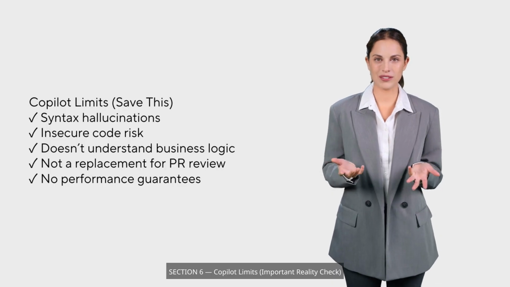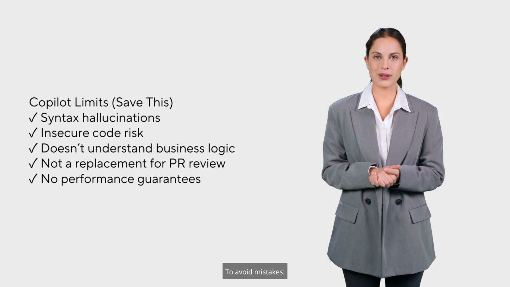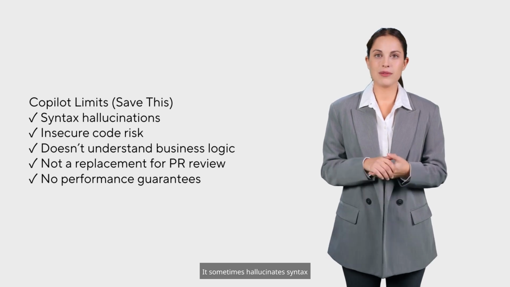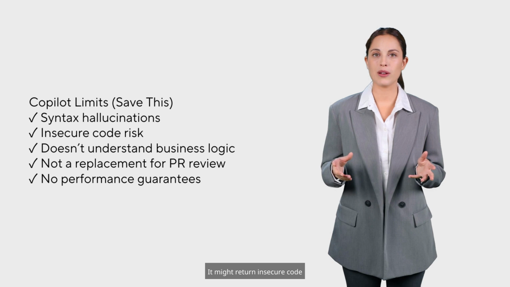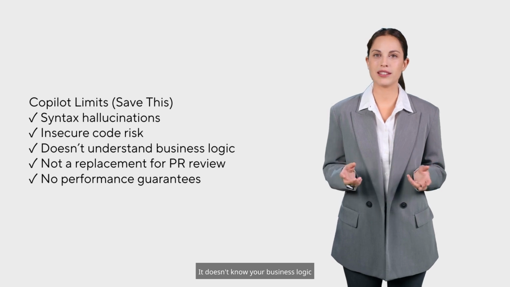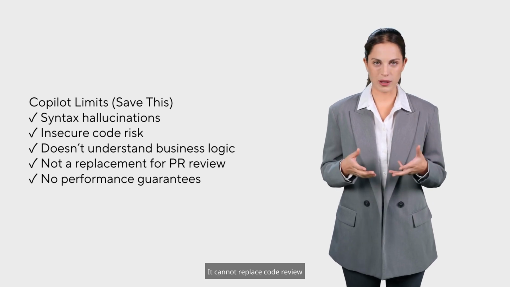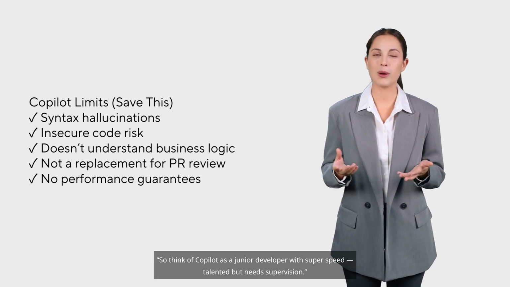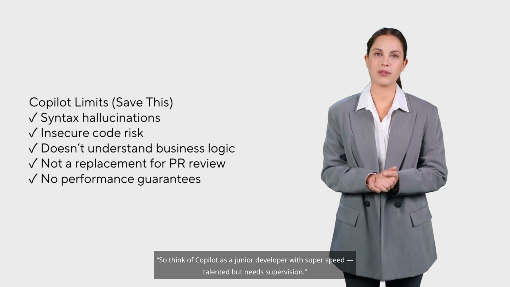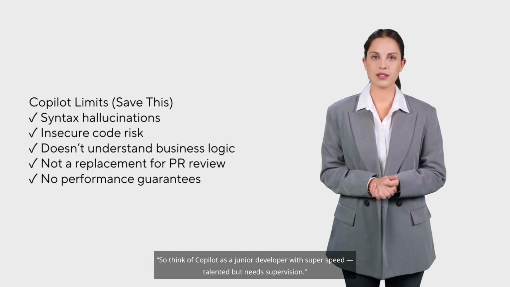Section 6. Copilot limits. Important reality check, to avoid mistakes. It sometimes hallucinates syntax. It might return insecure code. It doesn't know your business logic. It cannot replace code review. It cannot guarantee performance. So think of Copilot as a junior developer with super speed: talented, but needs supervision.